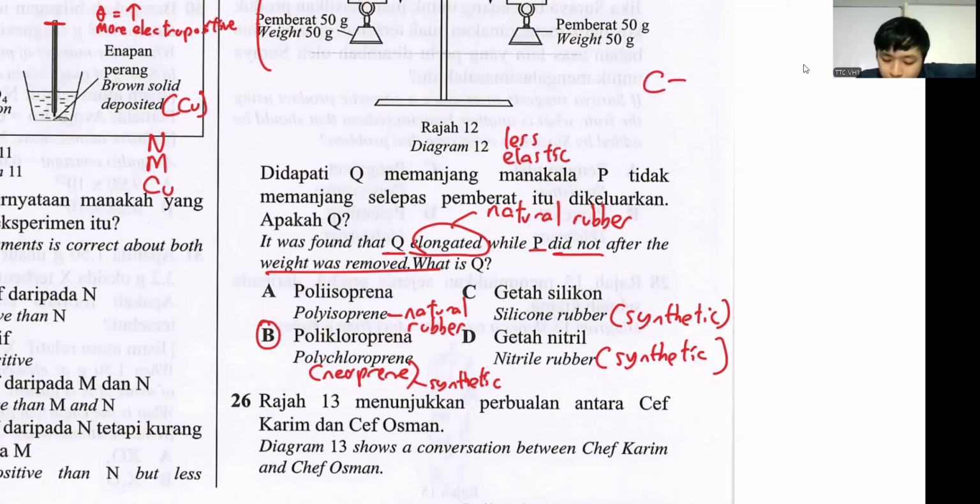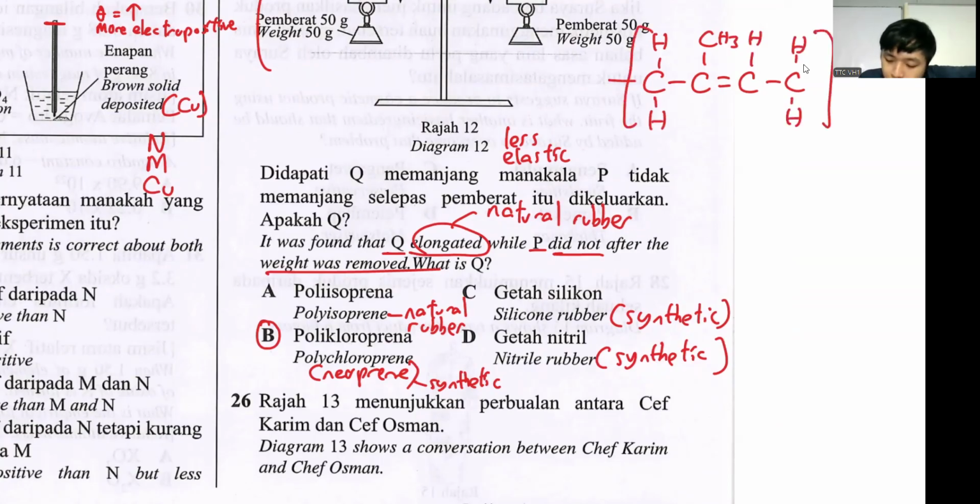If you still remember how you draw the polyisoprene structure, it looks something like this. So this is the polyisoprene. But apparently, this one is even more flexible, more elastic, like your rubber band. But let's say the one that is less elastic, if you change this thing, you see, around the same thing.